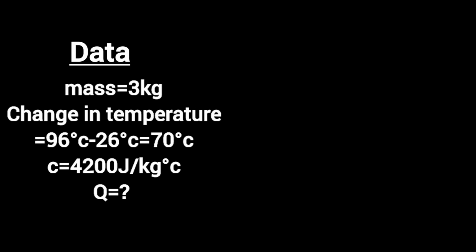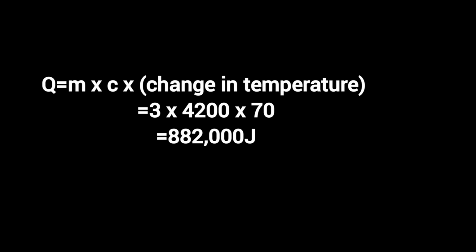So what we are lacking is actually the amount of heat. And if you remember the formula, amount of heat equals mass times specific heat capacity times change in temperature. So in this case, amount of heat energy equals 3 times 4,200 times 70, which equals 882,000 joules. If you still think this is confusing, let's look at another example.